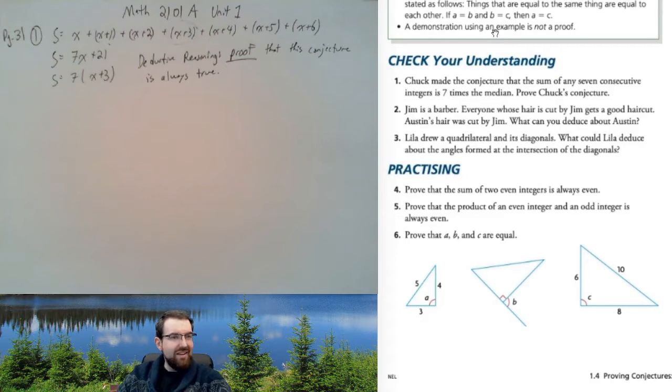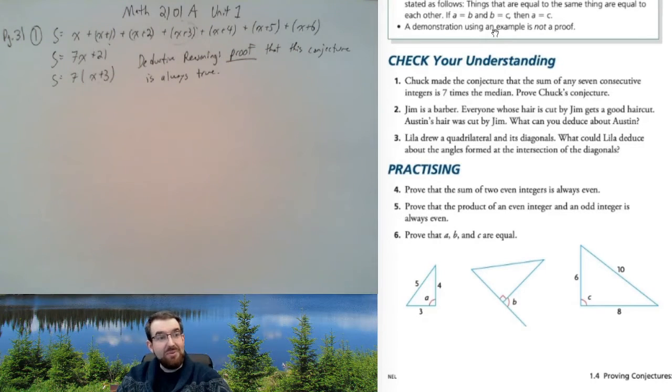Well, this looks like the kind of question you would get in some logic 101 philosophy course. This is not even computer science logic. This is the very beginning of a philosophy logic intro course or something. But what you're saying is, you can deduce that Austin's got a good haircut. Jim's a barber, we didn't need to know that, but we know that everyone whose hair is cut by Jim gets a good haircut. Austin's hair was cut by Jim, so you can deduce that he got a good haircut.